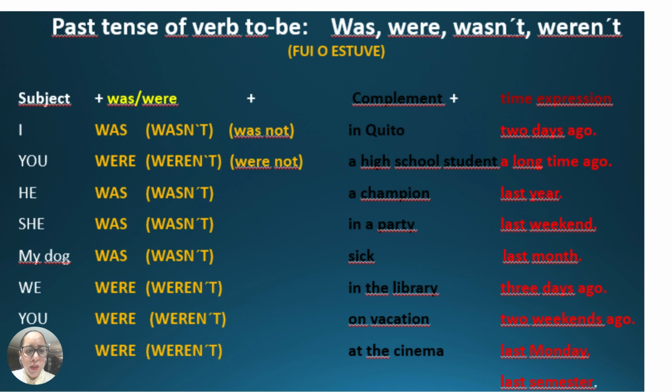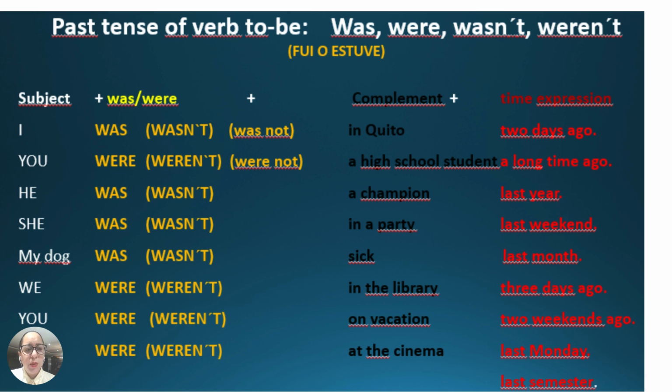So you have these examples. I was in Quito 2 days ago. I wasn't in Guayaquil last weekend. He, or Pedro, was at a party 2 days ago. Maria or Tanya was sick last month. You were on vacation last week or last weekend, and they were at the cinema last Saturday.